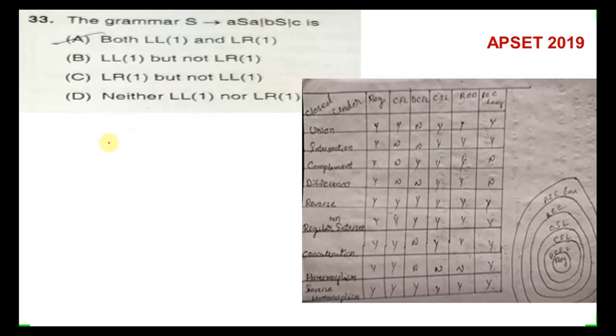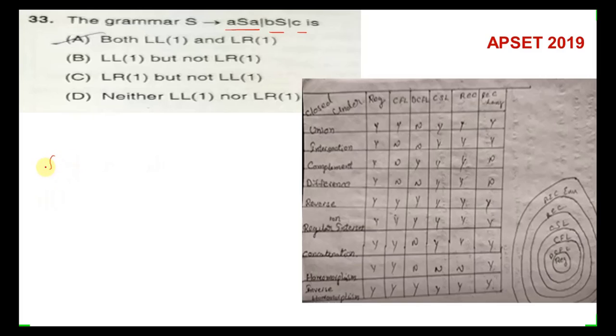To find whether the grammar is LL(1) or not, we have to calculate the first of the right-hand sides: first of ASA, first of BS, and first of C. If you get any common element in this first calculation, then the given grammar is not LL(1).